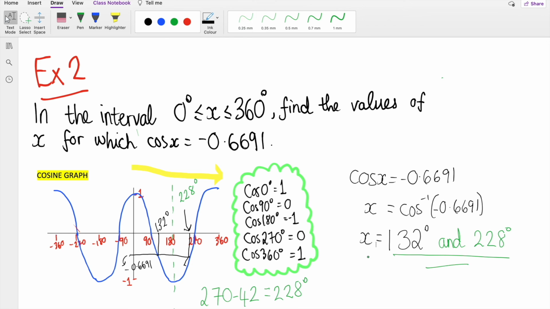Again, check your graph. Does that straight line intersect the graph at any other point within the given range? No, it doesn't. So they are my only two possible values. And again, you can check your answer by typing cos 228. That will give you negative 0.6691, which matches the question.